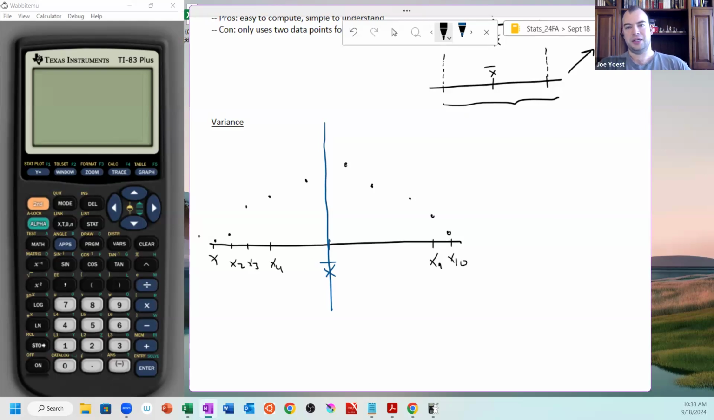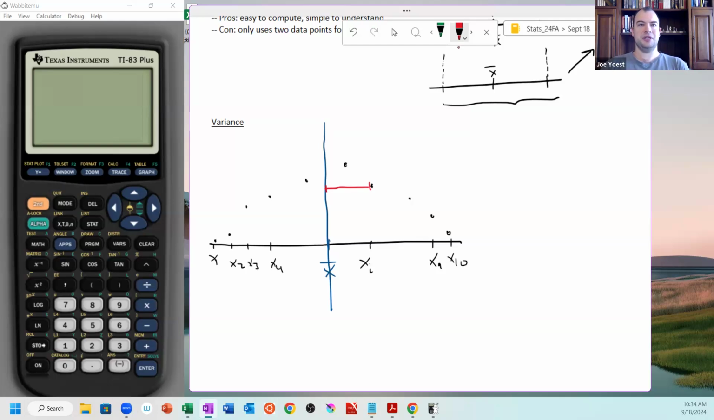I would like to investigate each data point, say the data point X sub i, and I'm interested in how far it is away from the mean. If it tends to be the case that lots of my data points are really far away from the mean, that data set is pretty spread out. I'd want to report a high number for the variance.